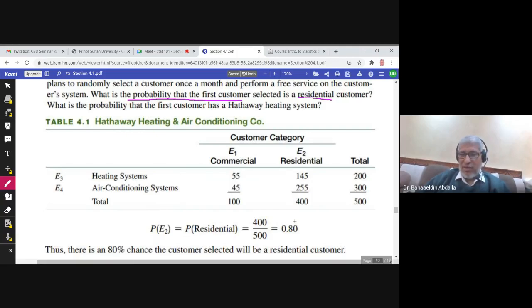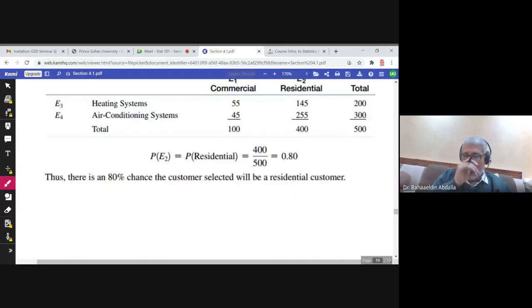So we have 400 residential over the total, which is 500. So the probability of residential would be 400 over 500, or 0.8. So there is an 80% chance the customer selected will be a residential customer.